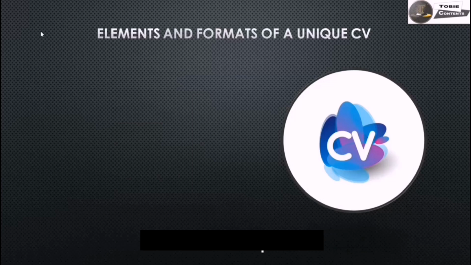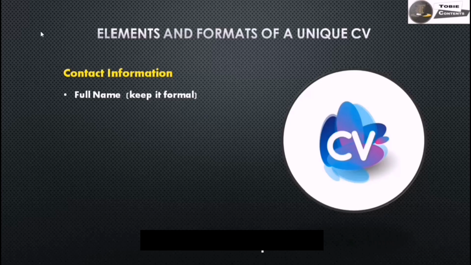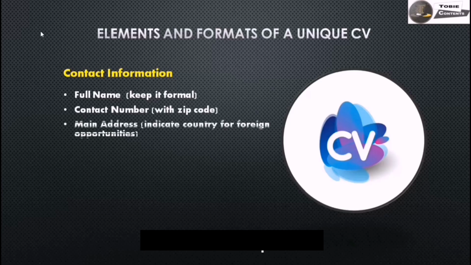Now, let's get started. The elements and format of a unique CV must contain, first on the list, your contact information. The contact information has to do with personal things about you. You want to talk about your name, your contact number, your main address, your email, and do well to mention something about your portfolio.